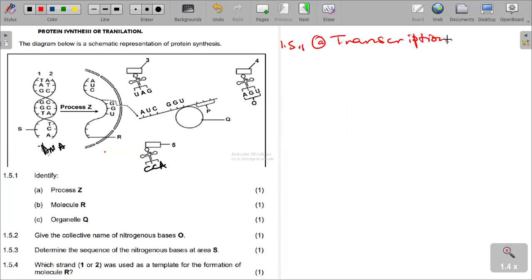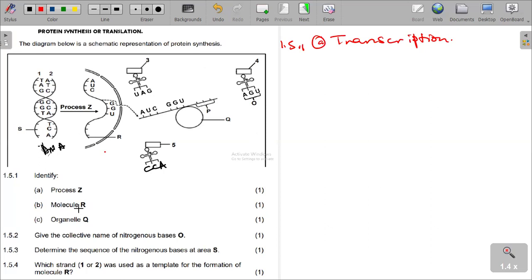Transcription is a process through which mRNA is formed from DNA, where a small piece of DNA unwinds and gives a strand that is going to be used as a template in the formation of mRNA, which is done through the pairing of complementary bases that are in the nucleoplasm. But in this case, we are not asked to explain the process of transcription. DNA forms mRNA, and that process is called transcription, which is shown by process Z.